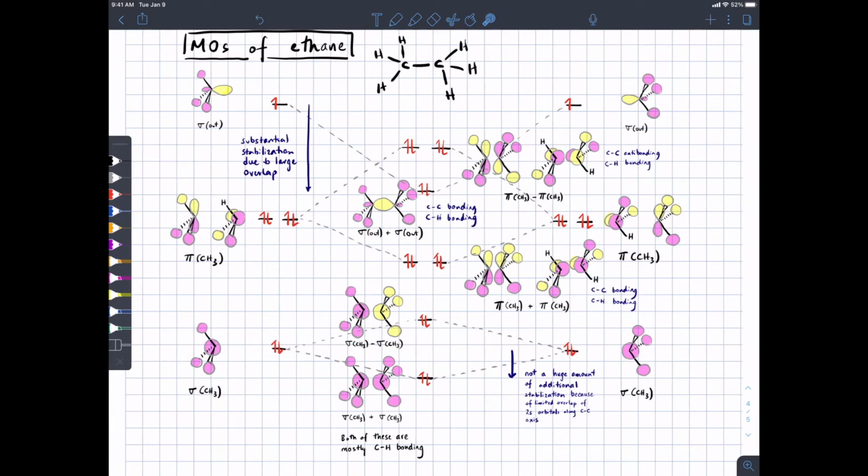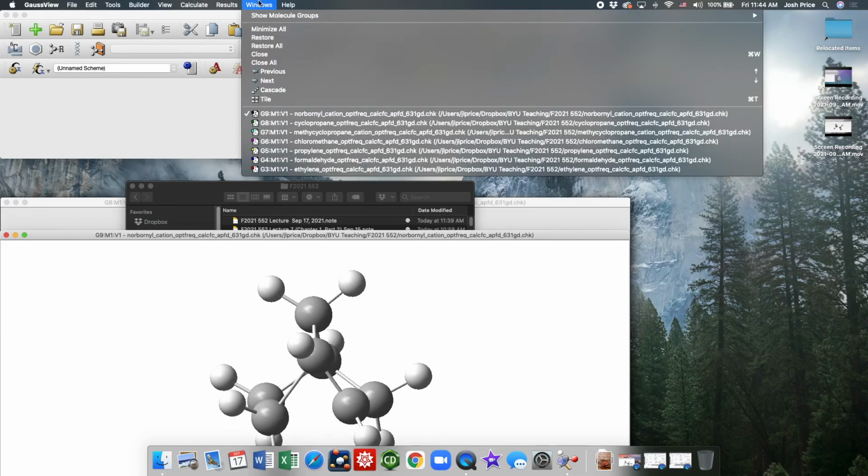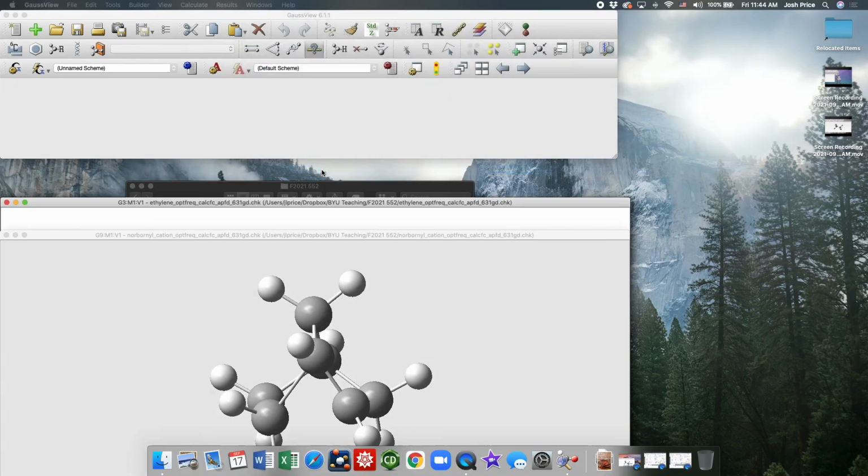Okay. So I'm going to have to stitch together a lot of these for ethane. I uploaded tons of molecules here because I didn't know how far we'd get. Let's look at ethylene.